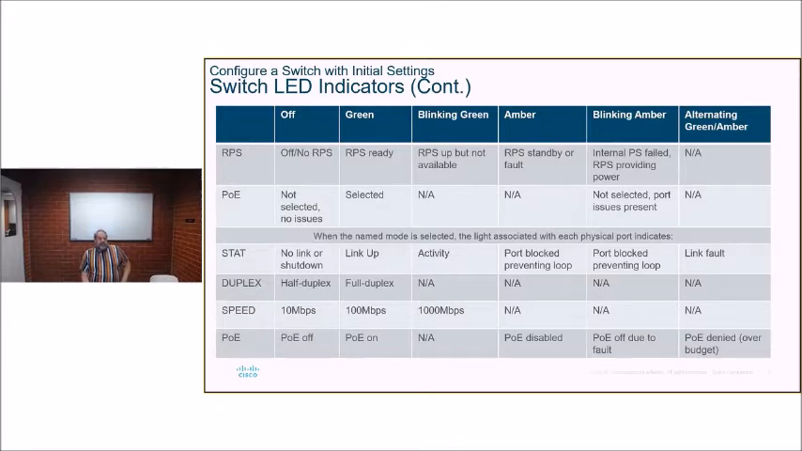For duplex, if it's off, it's half duplex. If it's green, it's full duplex, and that's the only setting. When it comes to speed, if it's off, it means 10 megabits. If it's green, it's 100 megabits. If it's blinking green, it's 1,000 megabits. And PoE is either off or green, and then amber if it's been disabled.